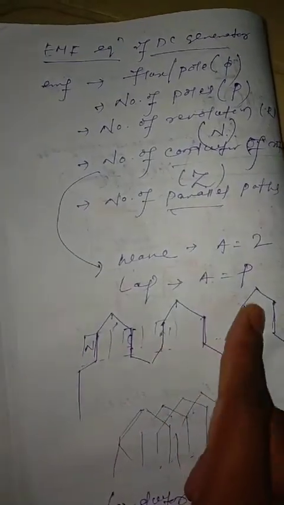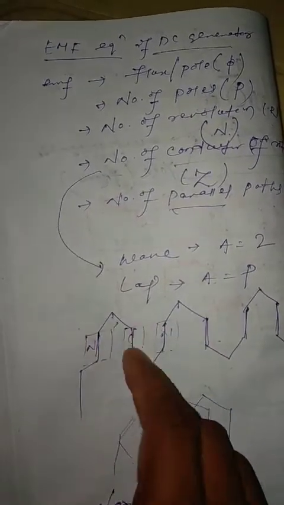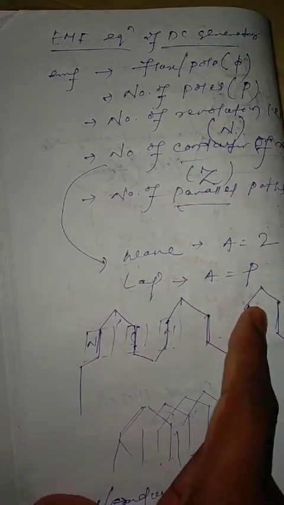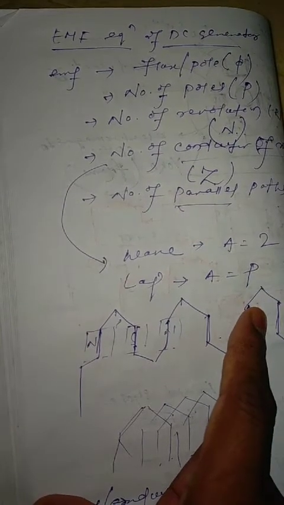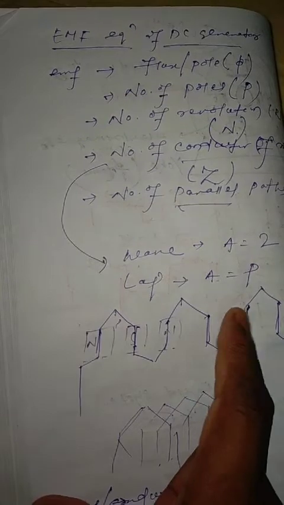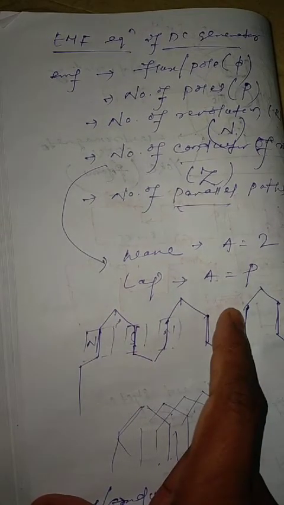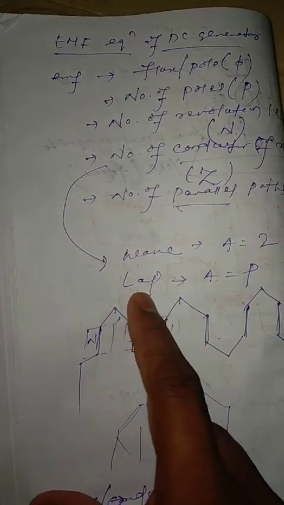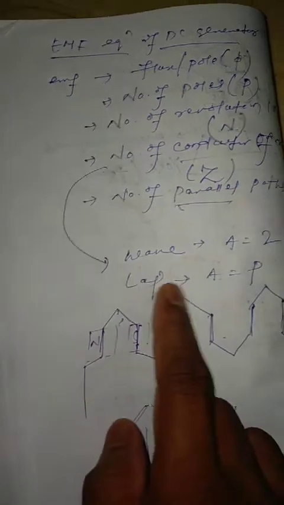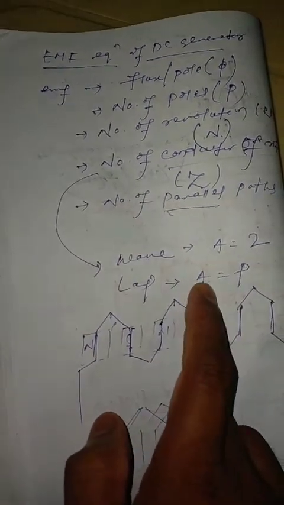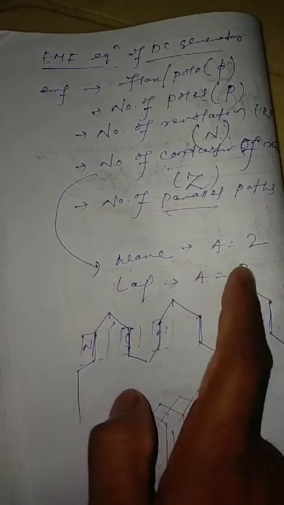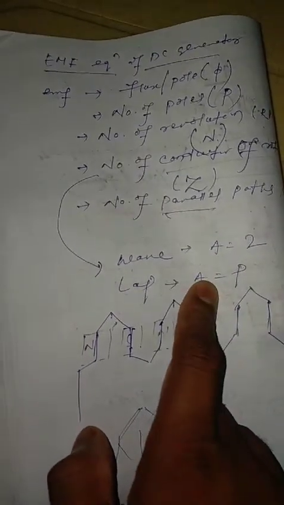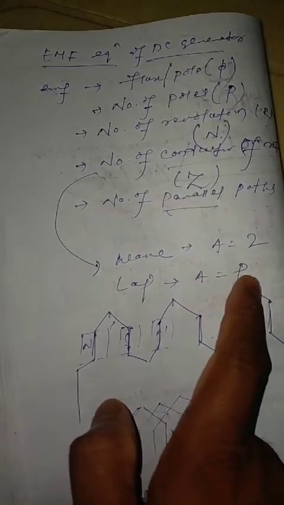Whenever we keep the conductors in the armature slots, they are generally connected in two ways. One way is to get more current. Just remember for the time being that to get more current, we have to connect the conductors in the lap way. Lapping means you connect the conductors like this. With lap connection, the number of parallel paths A is equal to P. What is A? The number of parallel paths. What is P? The number of poles. Then it is said to be lap winding.